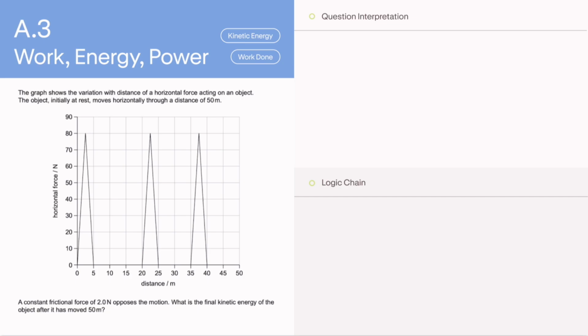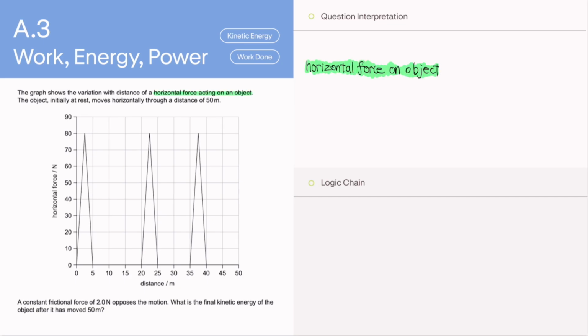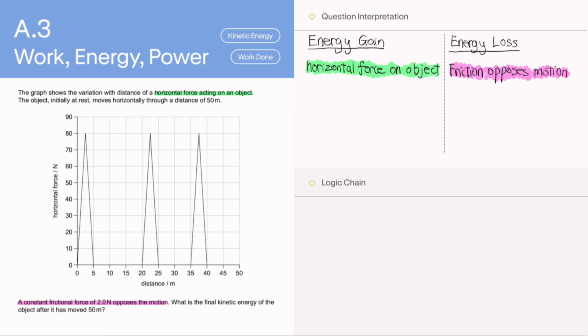An object starts at rest, gains energy from a push force, and it begins moving. Along the way, it loses energy due to friction. The question asks about its kinetic energy. This is a classic energy change problem. So the first step is to organize the information into energy gain and energy loss.